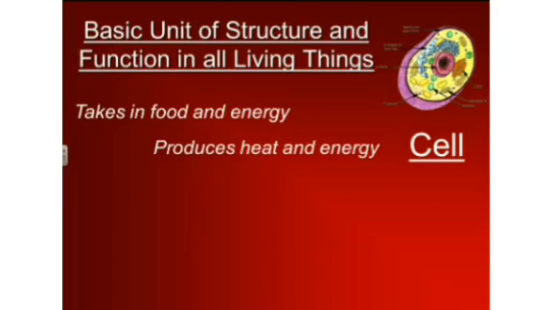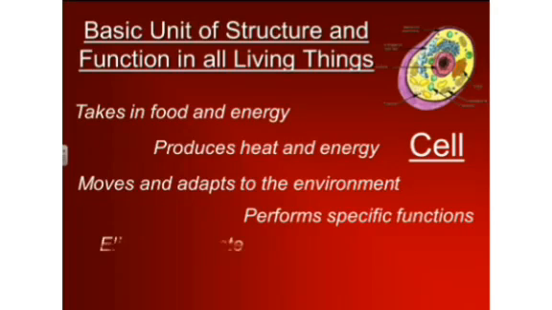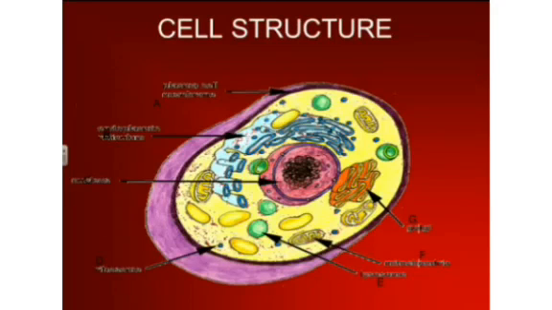First is to take in food and energy. It also produces heat and energy, moves and adapts to the environment, performs specific functions depending on where the cell is located. It also eliminates waste and reproduces. So these are the 6 things that our cells do on a daily basis. Here's our basic cell structure, and we will go into depth in class on this.